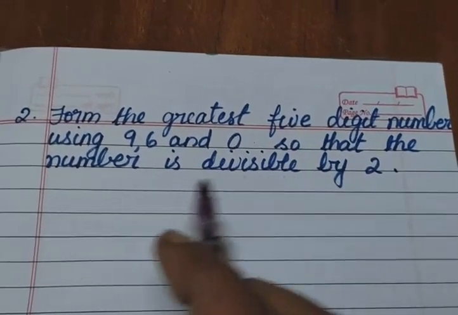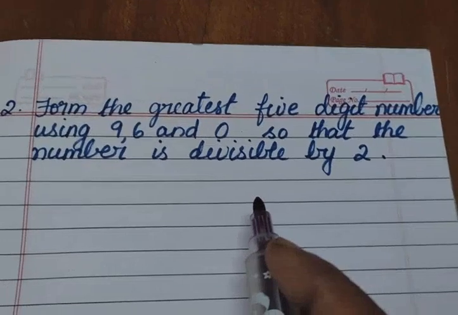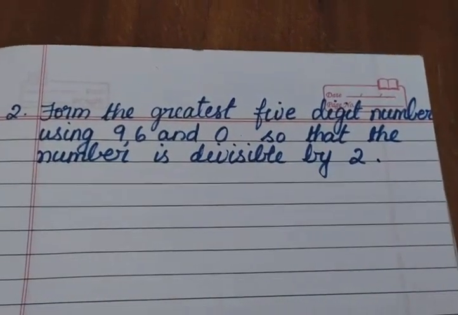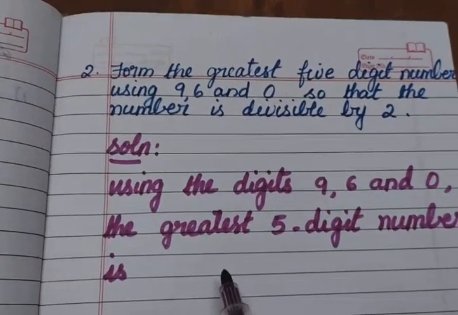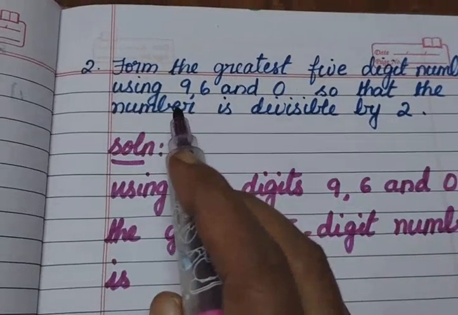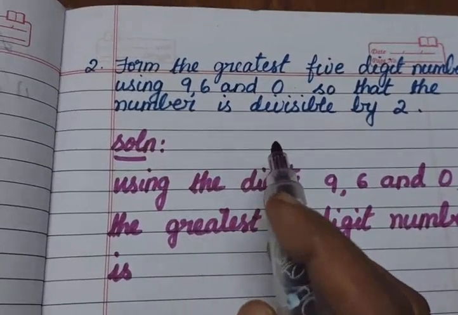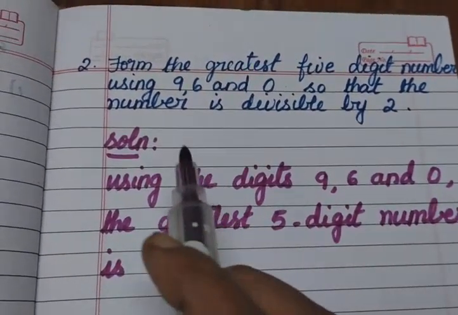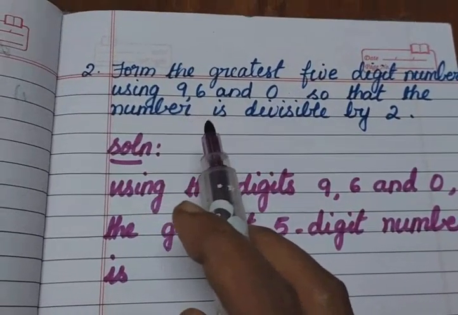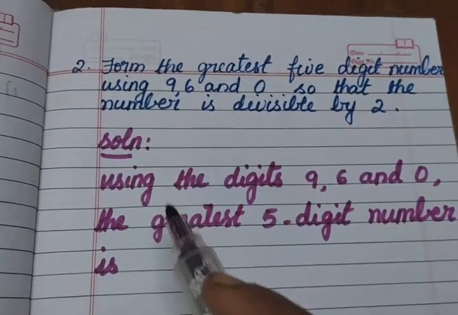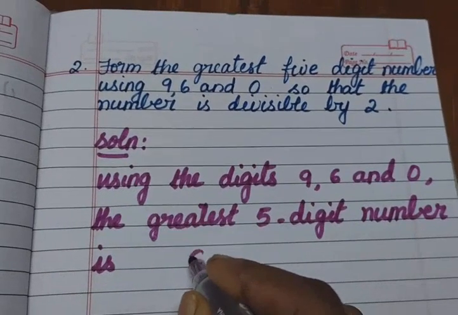Form the greatest 5-digit number using 9, 6 and 0 so that the number is divisible by 2. Children, here we have to form the greatest 5-digit number, but we have only 3 digits, 9, 6 and 0. Which is the greatest digit here, 9, 6 or 0? 9, isn't it? So 9 is the greatest digit.